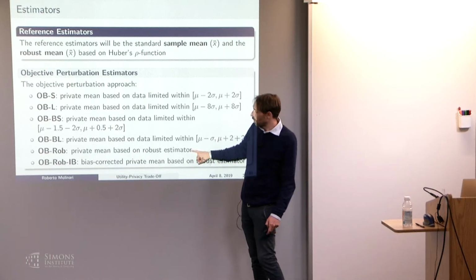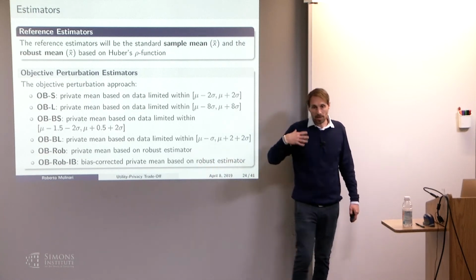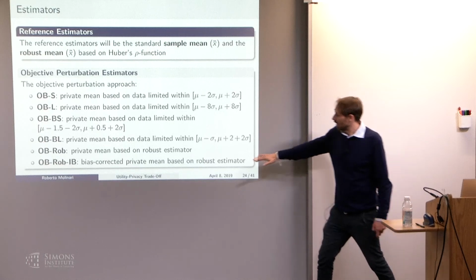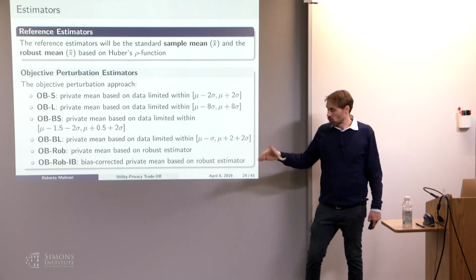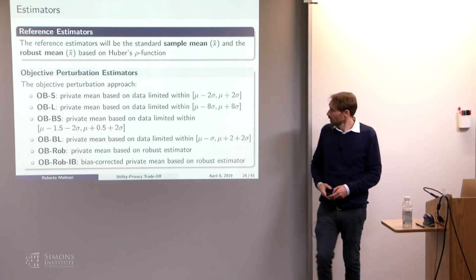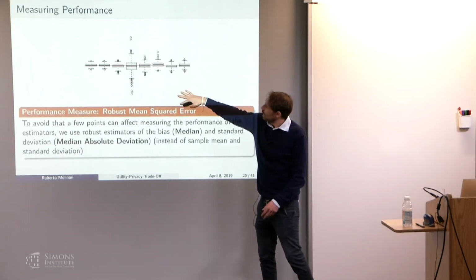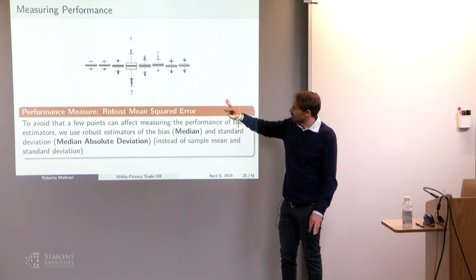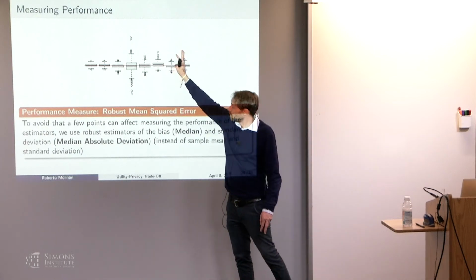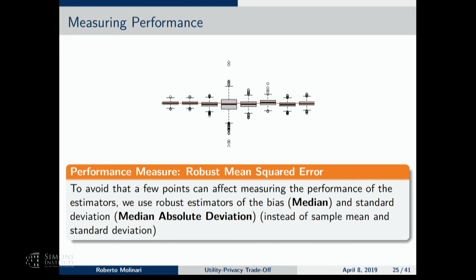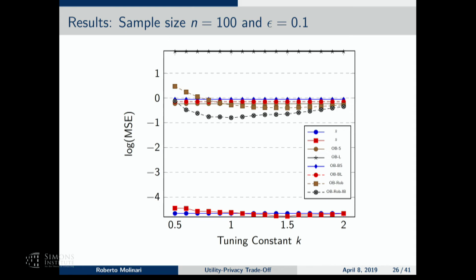Because this one, when you perturb it, is biased, and therefore we apply the iterative bootstrap to correct for that bias. Okay. So just one additional thing, in various simulations we had different points that were quite lying outside, so we decided to use a robust measure of the mean squared error based on the median and the median absolute deviation.